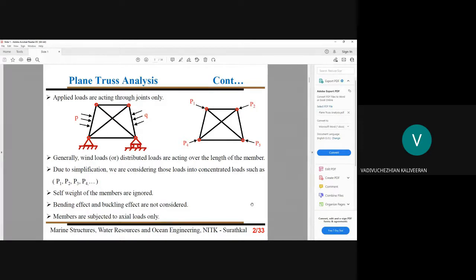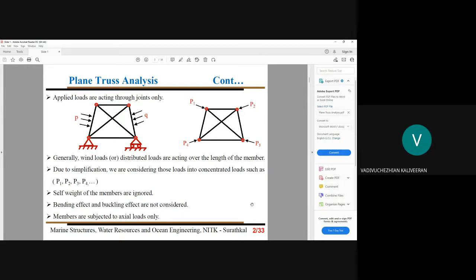And one more thing we have to note: members are not subjected to stability related issues, something like buckling effect. They are not buckled. In the actual situation we face transverse effects and stability issues, but in this particular plane truss analysis we are avoiding bending effect and buckling effect. When I say buckling, obviously it is related to stability.